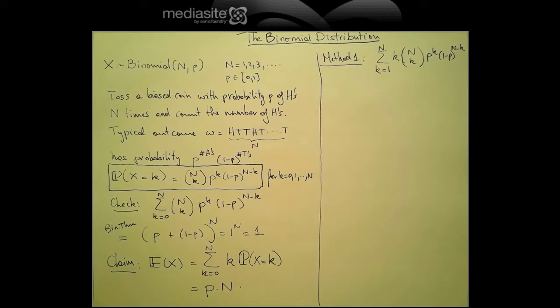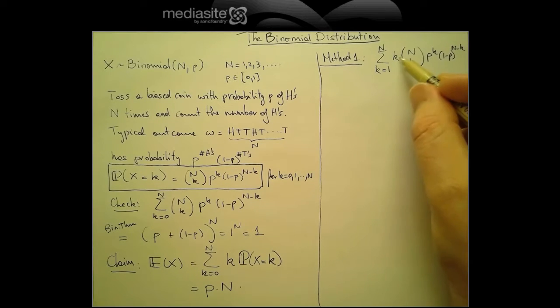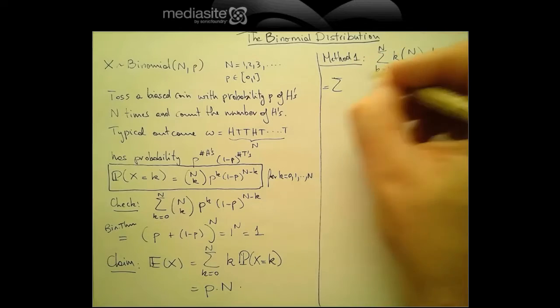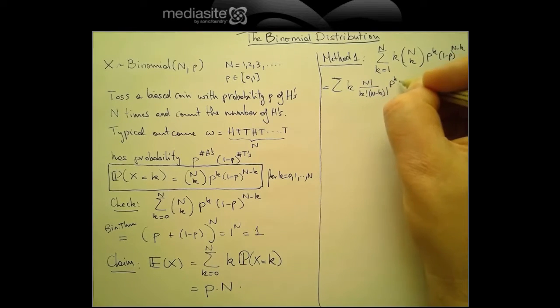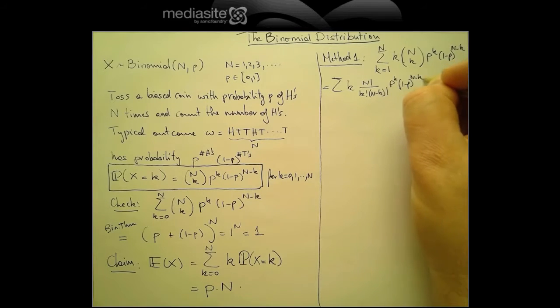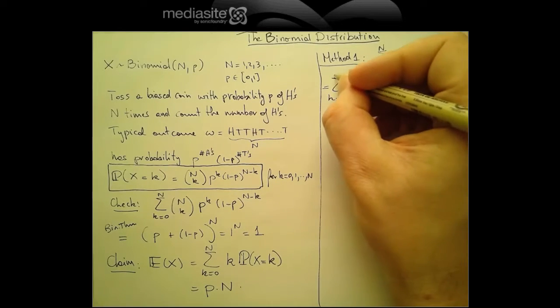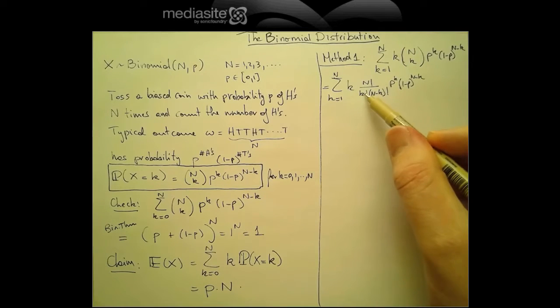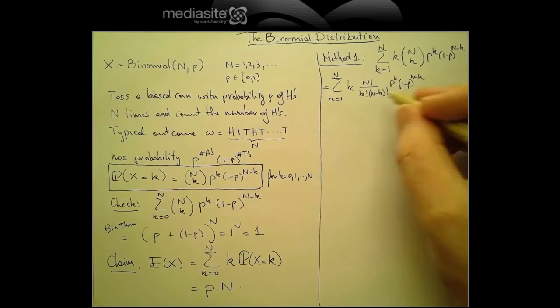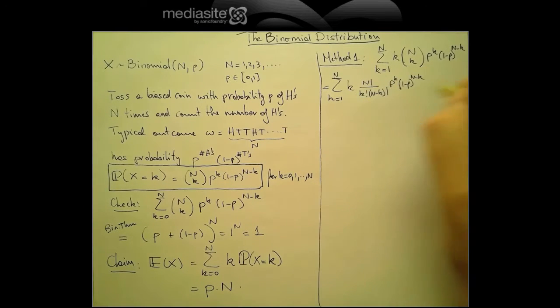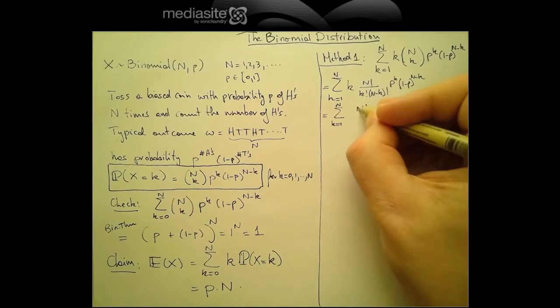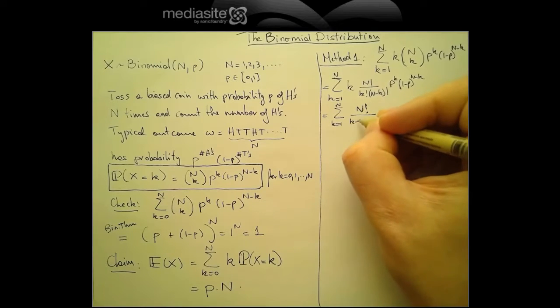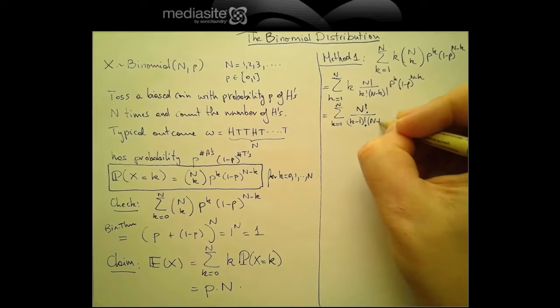Okay, we need to sort of figure out what to do with the binomial coefficient, which is n factorial over k factorial times n minus k factorial, p to the k, 1 minus p to the n minus k. And well, k cancels out with the first term here, the k factorial term, and so I will get n factorial over k minus 1 factorial times n minus k factorial.